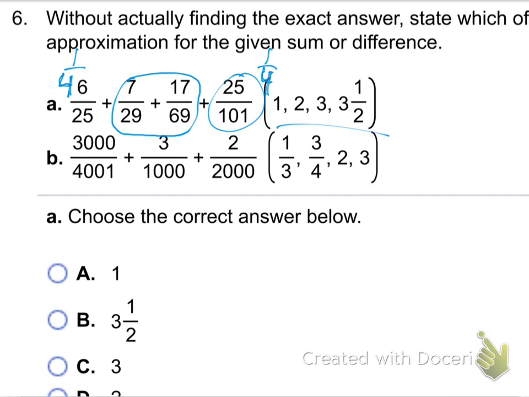I don't know. 7/30ths? 17/70ths? I don't know. What do you think? Anybody got any good ideas? Those are ugly numbers. I could add them, but that's ugly. I don't want to multiply 29 times 69. I got time for that.